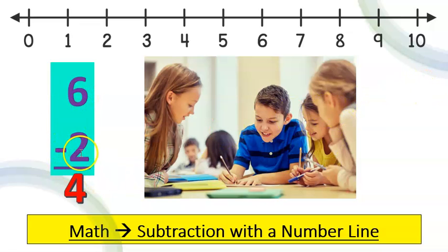And let's insert 4 now at the bottom because that is our answer. 6 minus 2 equals 4. Okay? 6 minus 2 equals 4. Because we started at 6 and we jumped back 2 numbers to get to 4, which is our answer, okay? Now, that's what you call a number line. It's very useful when you subtract numbers.